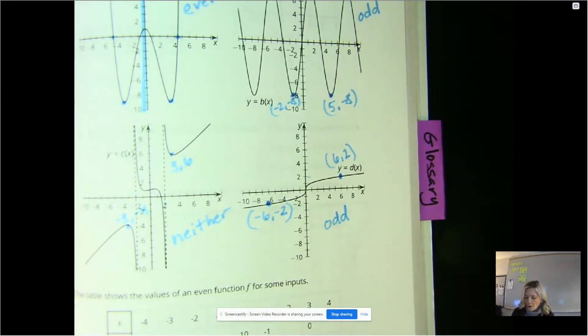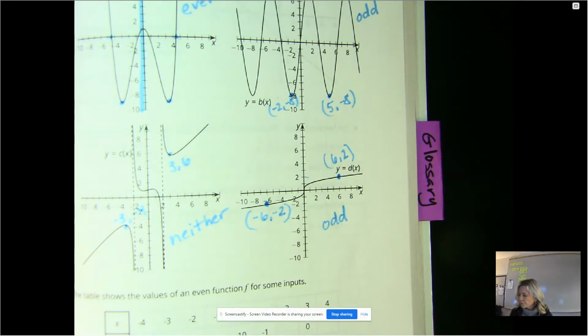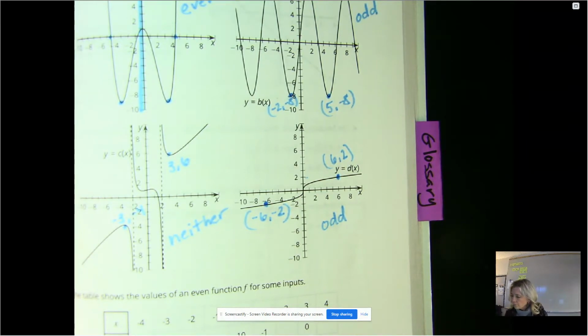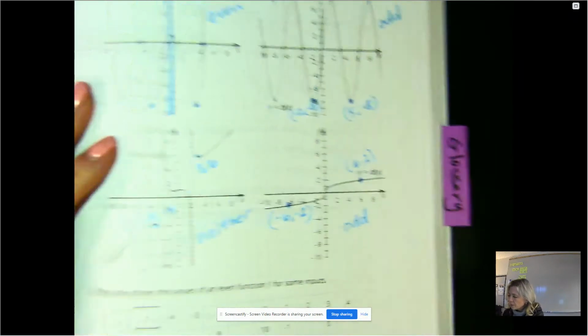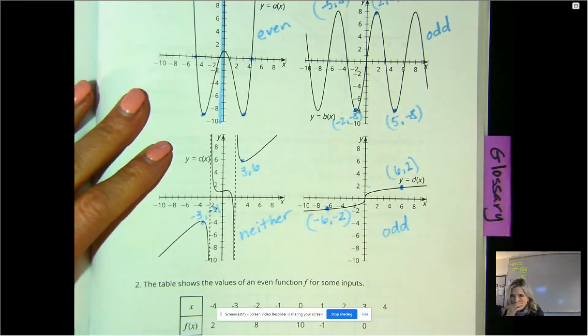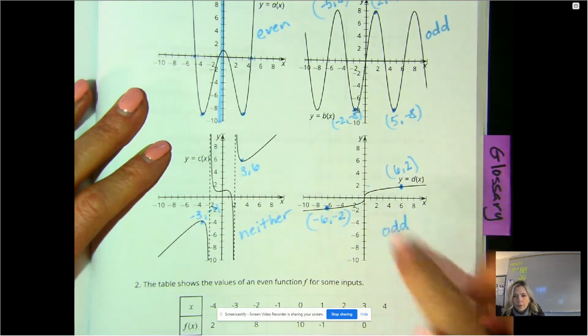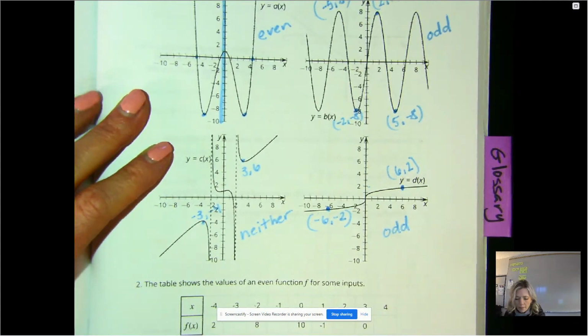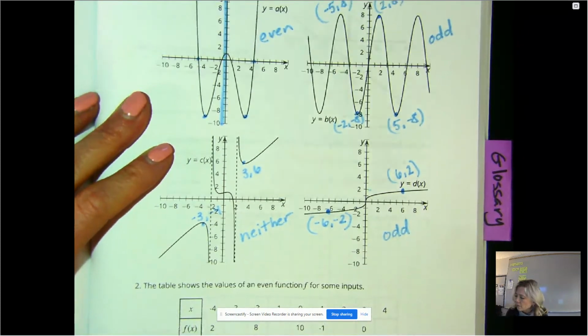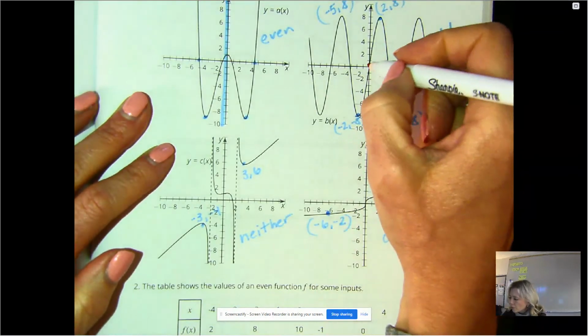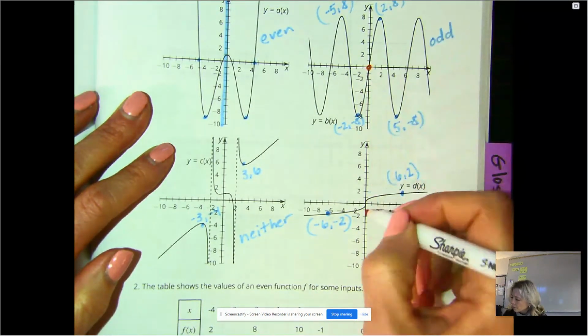Also, odd functions are going to have that relationship the whole way, so I could find other points where that's going to happen. I do notice that both of these that were odd go through (0, 0).